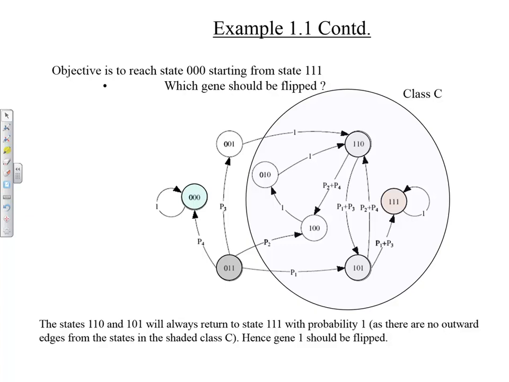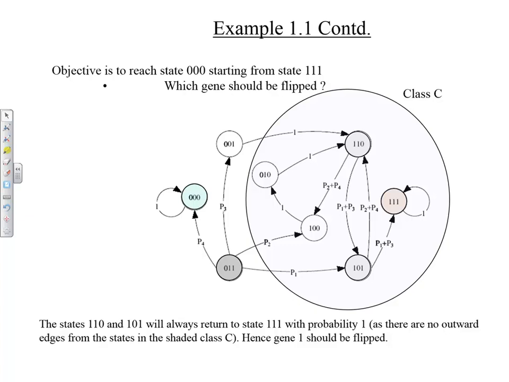So in this example, it's relatively easy to see that you should be flipping gene number 1, the first one, because then you're out of here. At least you have some chance of going there. It's not guaranteed, because if you make the switch from here, then again you're going to get stuck. But to have some chance of getting out of the bad state, you have to work with gene number 1.